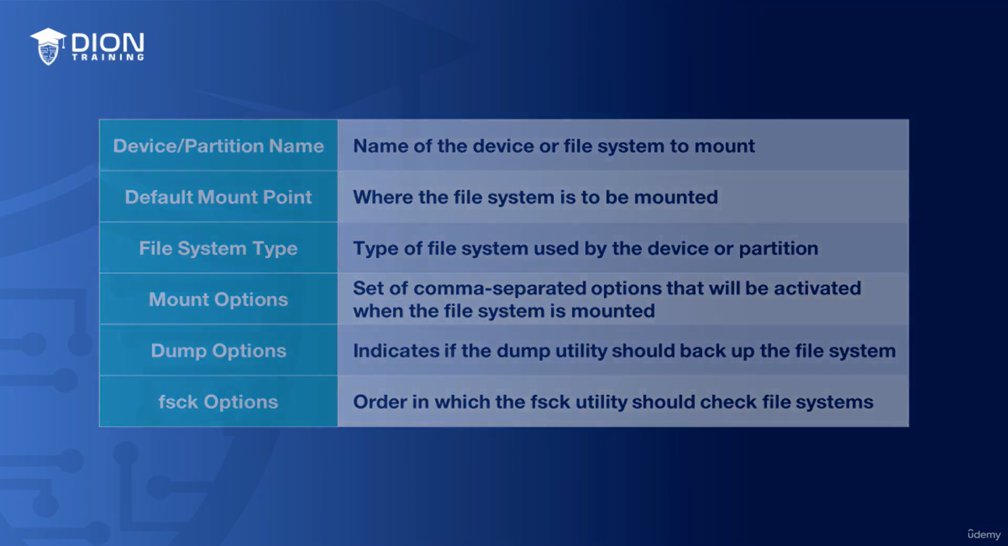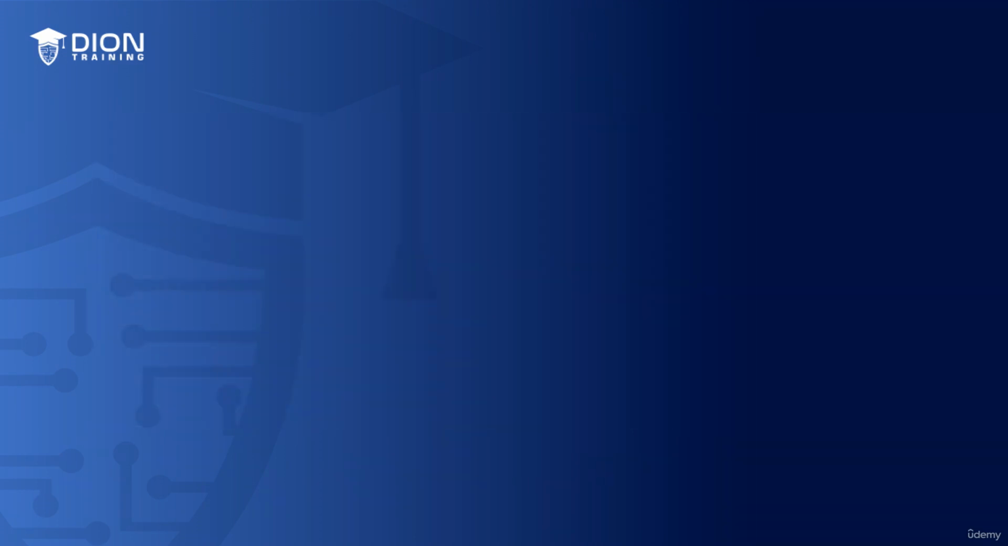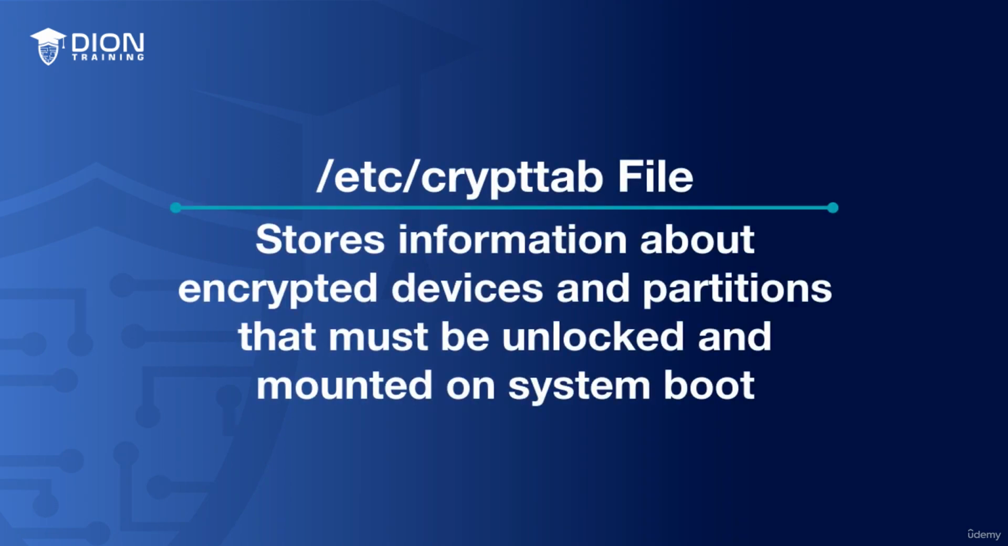Another file we need to talk about is located in the /etc directory, and it's known as crypttab. The /etc/crypttab file performs a similar function to the fstab file, but its purpose is to store information about encrypted devices and partitions that have to be unlocked and mounted on system boot. Its format is going to be similar to the fstab file, but it includes an optional password field for unlocking encrypted devices.